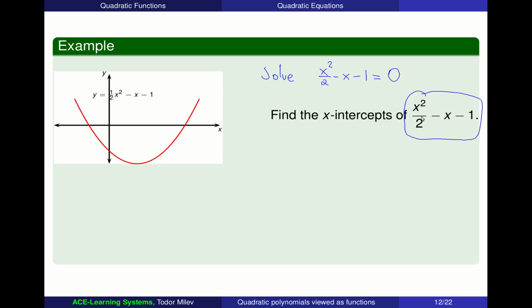Well, we notice that here the coefficient of x squared is 1/2, right? So I'm having x squared over 2, but see, x squared over 2, that is the same thing as 1/2 times x squared. So I can rewrite x squared over 2 minus x minus 1 as 1/2 x squared minus x minus 1. Okay, so that's how I can start.